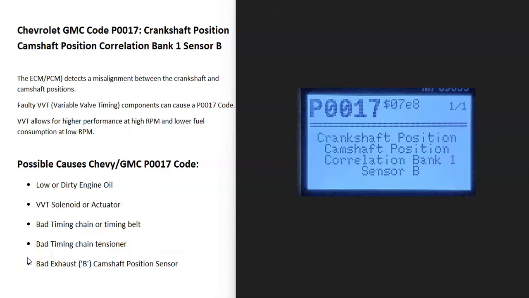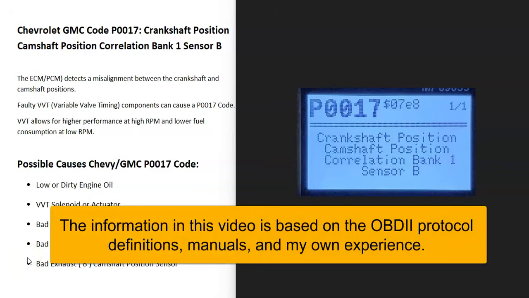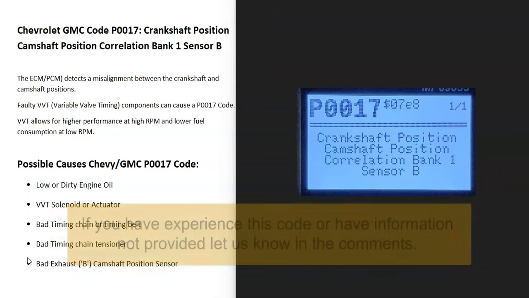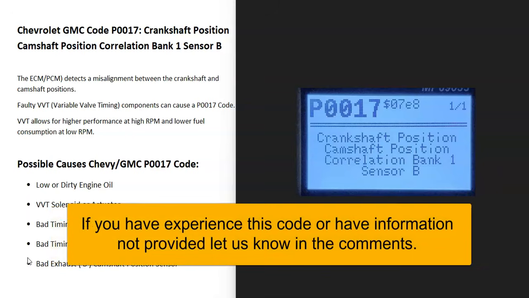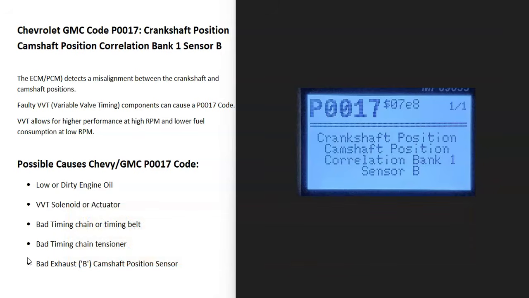So today I'm talking about a Chevy or GMC with the P0017 code, what it is and how you go about fixing it. So what is the P0017 code? Well, it's a crankshaft position, camshaft position, correlation, bank 1, sensor B. And what does this mean?